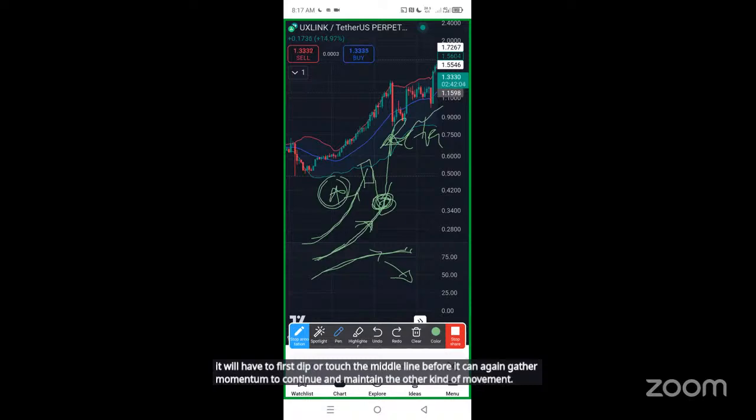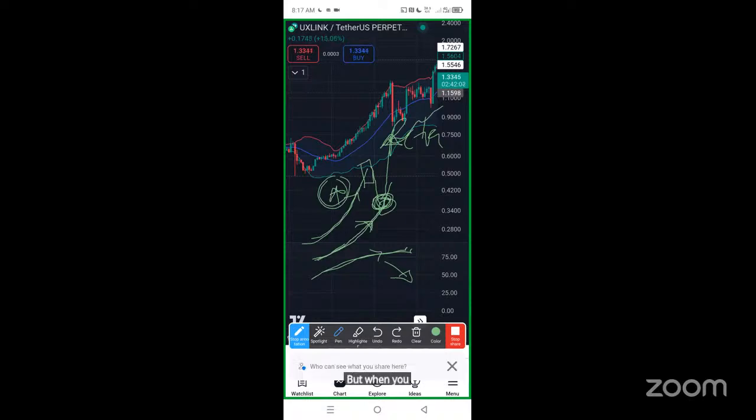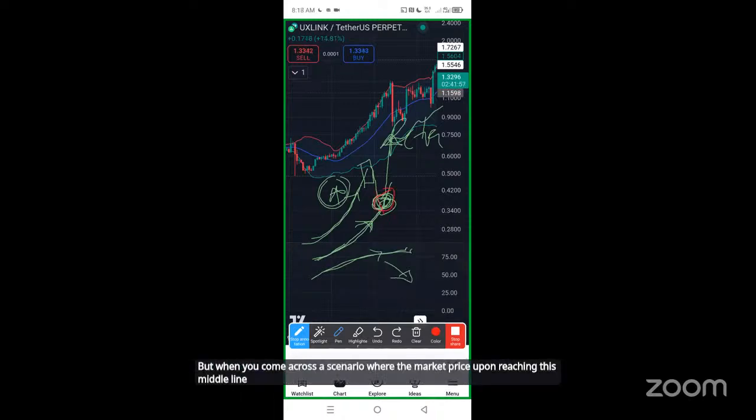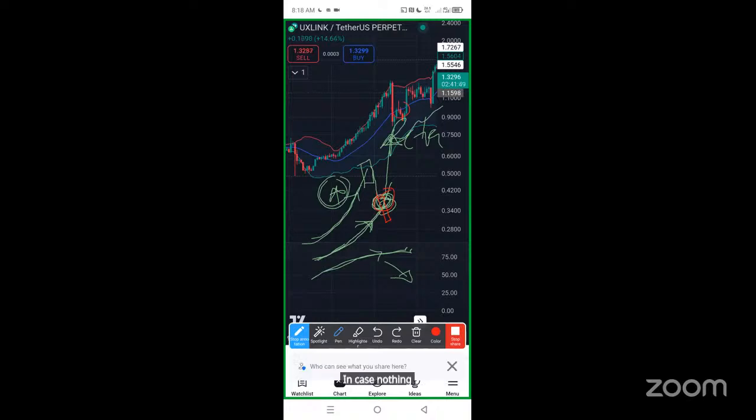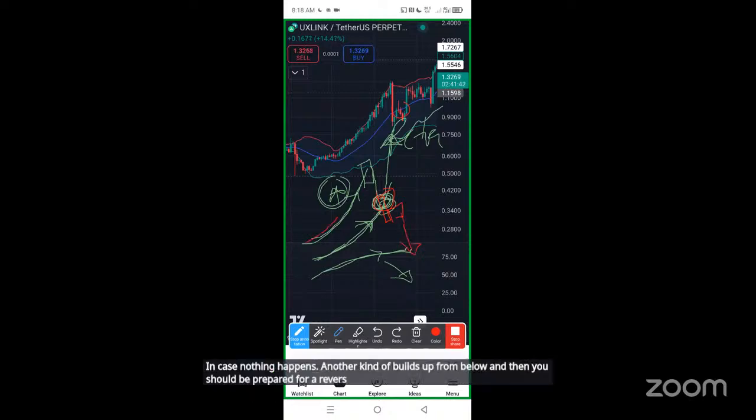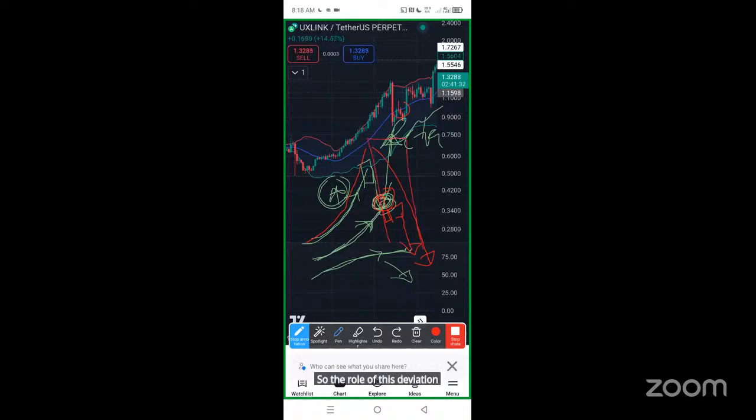Okay? But when you come across a scenario where the market price, upon reaching this middle line, crosses below or breaks below it, like we are seeing here, and nothing happens, another candle builds up from below, then you should be prepared for a reversal. It means this trend, which was previously on an uptrend, is now going to reverse and have a downward movement. So the whole of this deviation, this gap here, would be filled by a downward movement.